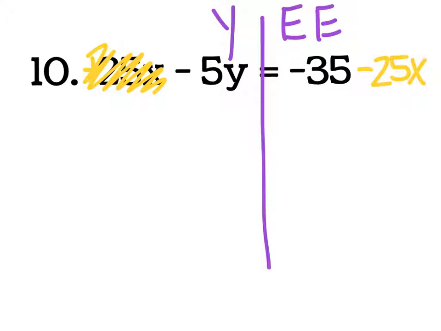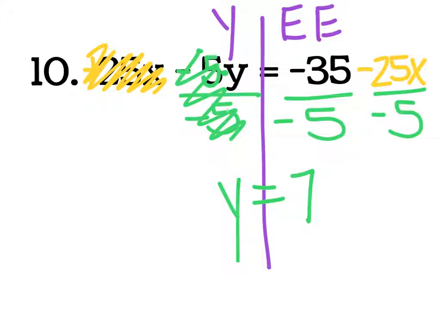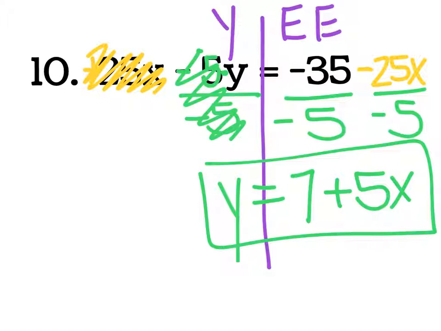And to get rid of the number in front of y, the number in front of y is a negative 5. Remember that negative 5 is multiplied by y. The opposite of multiplying is to divide. So I'm going to divide all these by negative 5. And I'm left with y equals, well, a negative 35 divided by a negative 5, and negative divided by negative is a positive. 35 divided by 5 is 7. And then again, I have a negative 25 divided by a negative 5, and a negative divided by a negative is a positive, and 25 divided by 5 is 5x. So my answer is y equals 7 plus 5x.